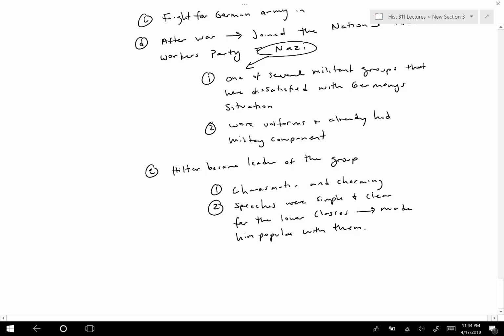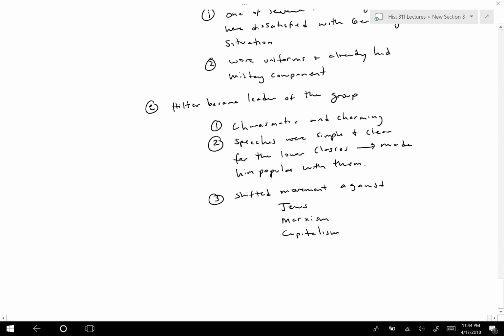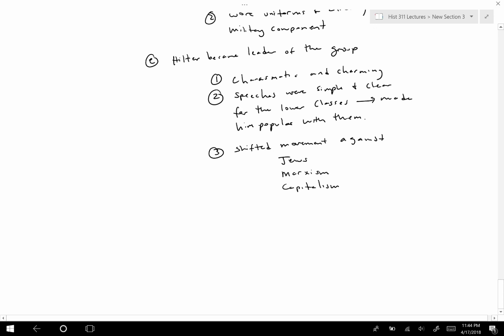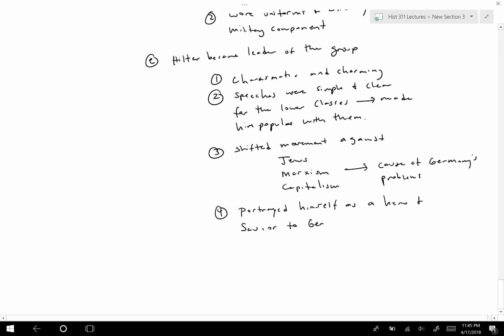He is the one that, as leader of the group, shifted the movement to scapegoats against, obviously, the Jewish population, the Jews, Marxism, which is communism, and capitalism. So he and then his group blamed all of them for Germany's woes. Right? They were the cause of Germany's problems. And then he portrayed himself as a hero and savior to the German people, right? Which is part of that cult leader worship and hero.